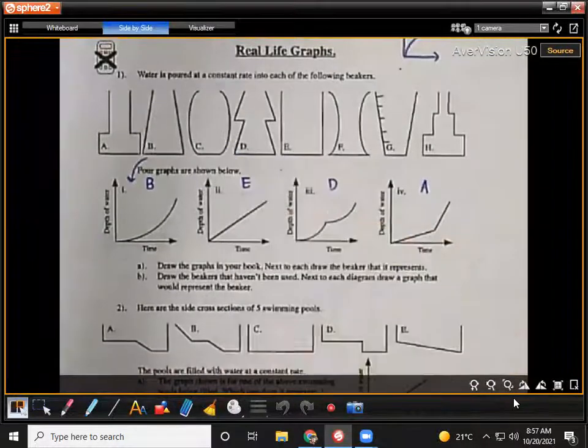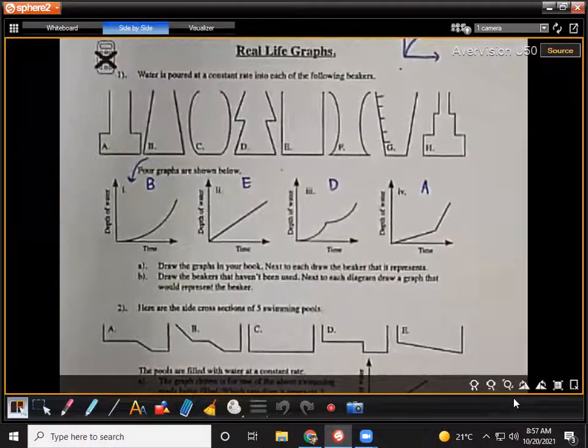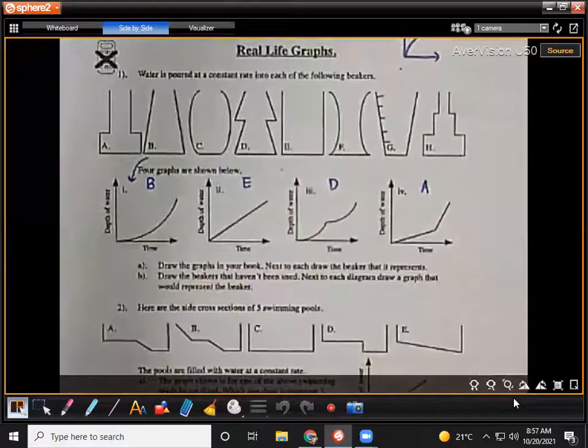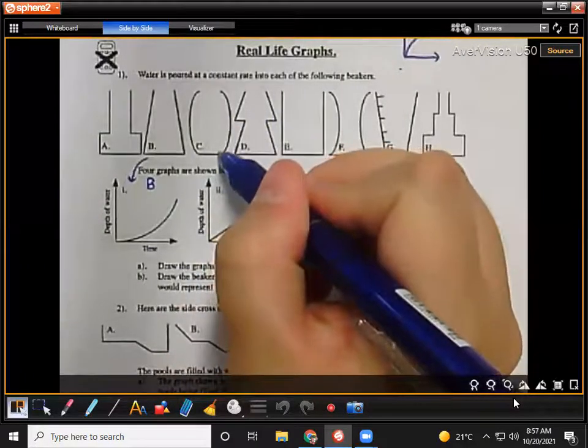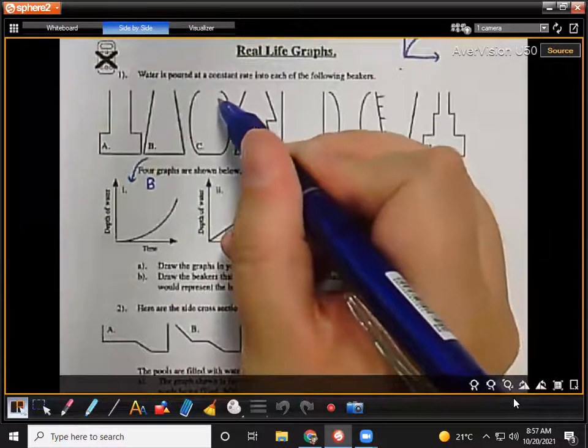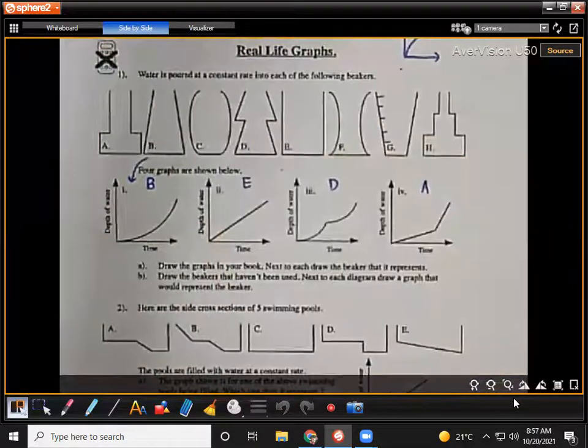All right, so for this, it's a curved beaker. So we're going to have to use some kind of curve. What do we think at the beginning? Is it going to be fast or slow? Fast, because it's narrow. But then it's going to become slower. Slower, and then it's going to become faster again. Now, how could we draw that? A fast increase, a slower increase, a faster increase again.